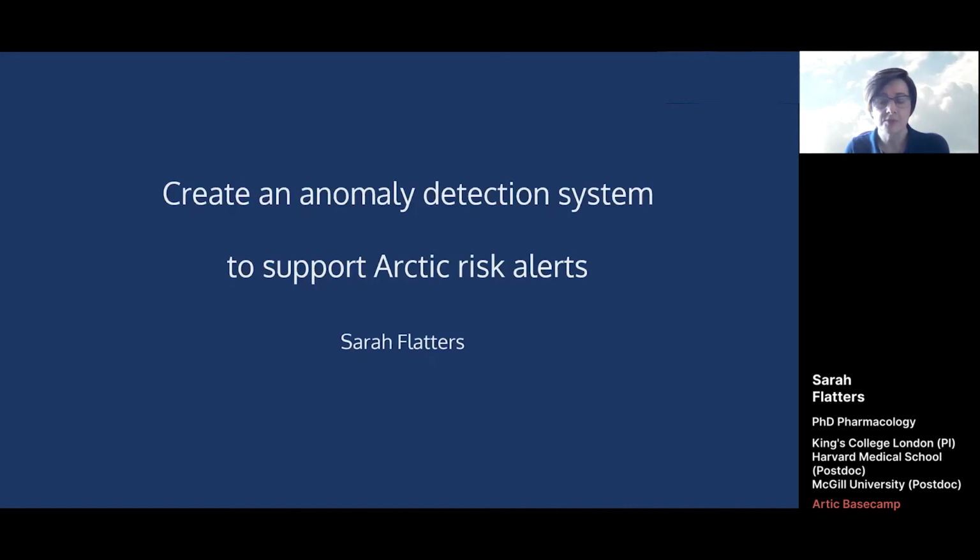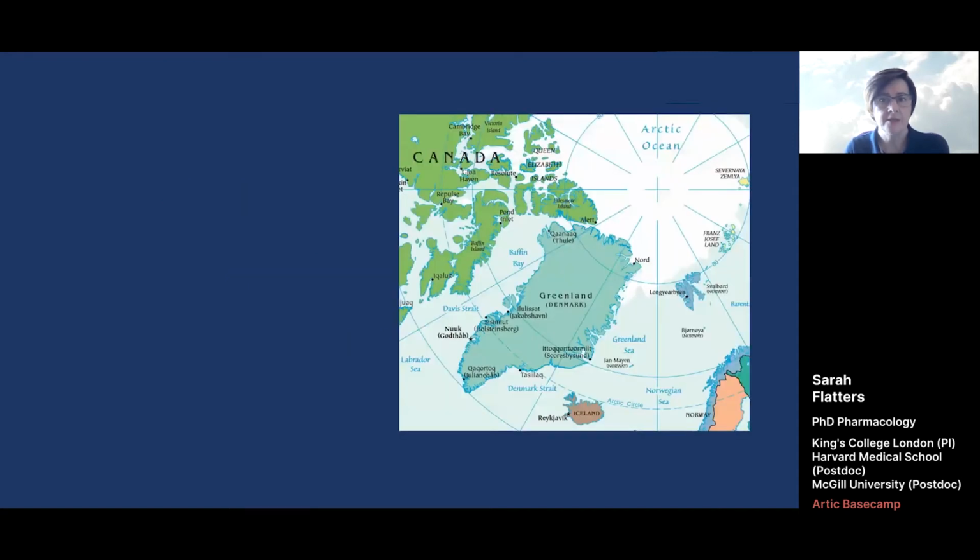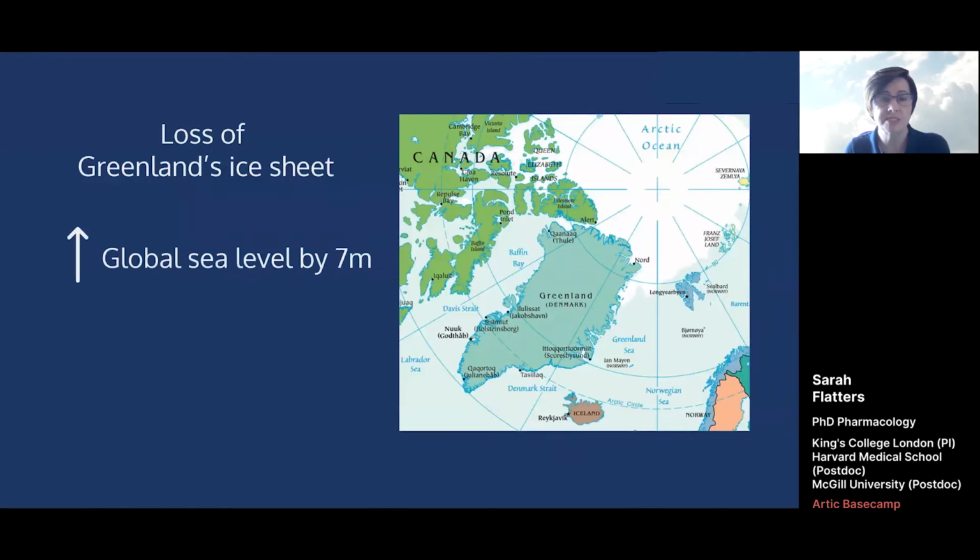The Arctic climate normally rotates in freeze and thaw cycles. Thus, detecting anomalies can provide evidence of climate change. The focus was Greenland, because the loss of Greenland's ice sheet would have devastating consequences, increasing global sea levels by 7 meters, impacting a quarter of the world's population.